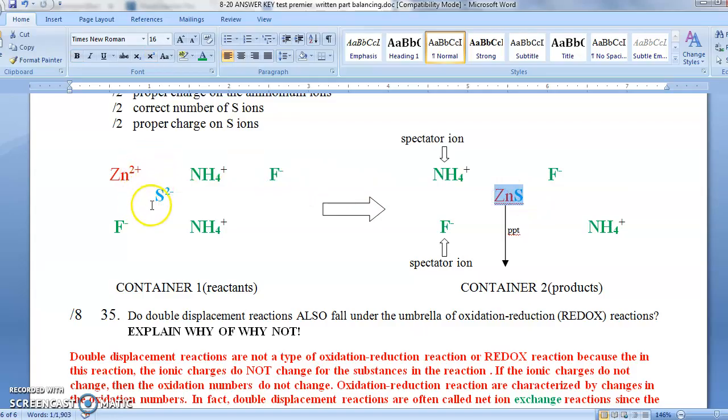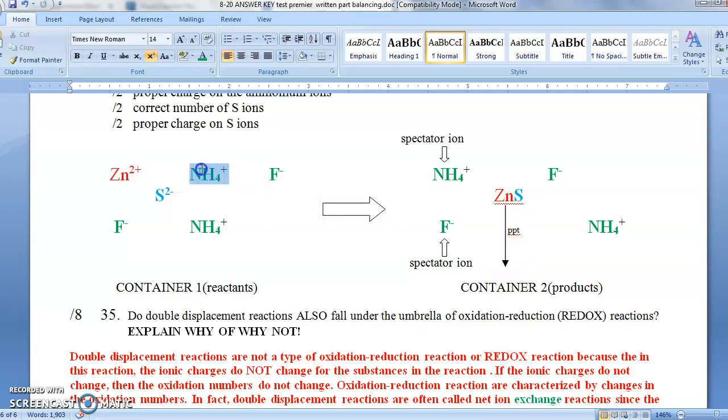It's like water's the chaperone at the dance, trying to keep all these players apart. And when these two get near each other, they bump in, and water cannot keep them separated anymore, and they'll precipitate out of solution. The NH4 pluses and the F minuses don't bump into each other and hold on. Water can keep them pulled apart like chaperones at a dance, can keep them from dancing too close. They will be free to float around. So the NH4 pluses continue floating around. The F minuses continue floating around. It's just the zinc sulfide that precipitates out of solution.